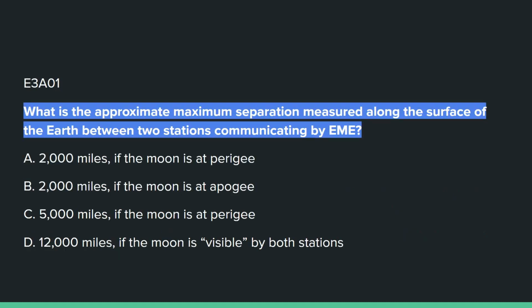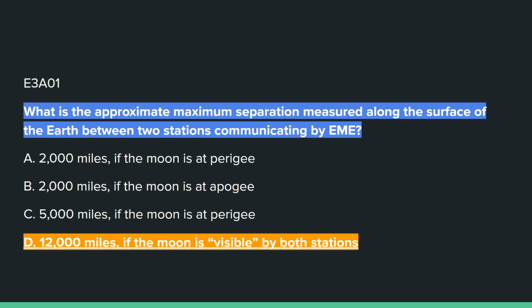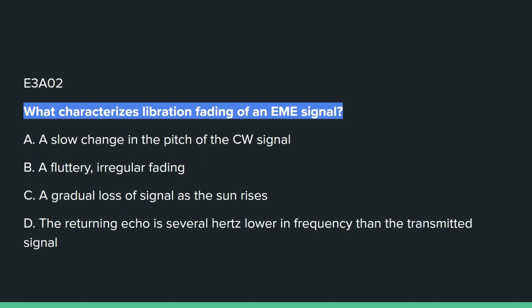E3A01, what is the approximate maximum separation measured along the surface of the Earth between 2 stations communicating by EME? Answer is D, 12,000 miles if the moon is visible by both stations. E3A02, what characterizes libration fading of an EME signal? B, a fluttery, irregular fading.